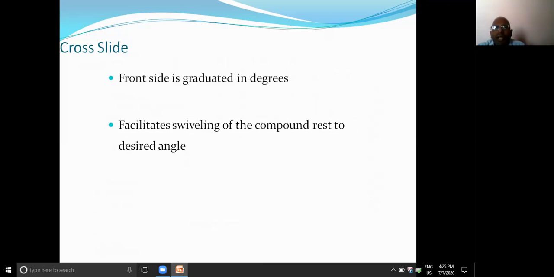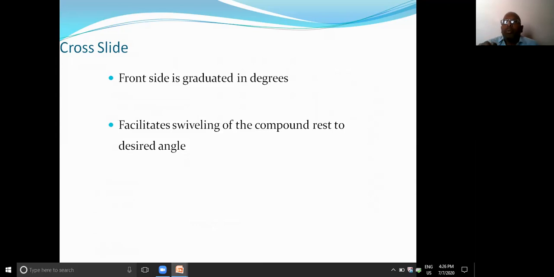This cross slide's front portion is graduated in degrees. Why is it provided in degrees? In order to provide swiveling or angular position for the compound rest. So the discussion is about three points. Parallel to the axis, that is the carriage or saddle. Perpendicular, that requires motion of the cross slide. If the cutting tool requires an inclined or angular position, then the compound rest is to be moved.